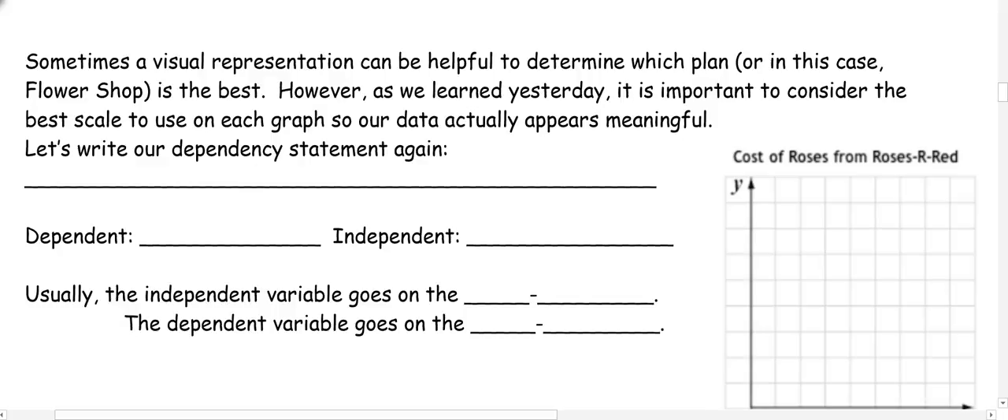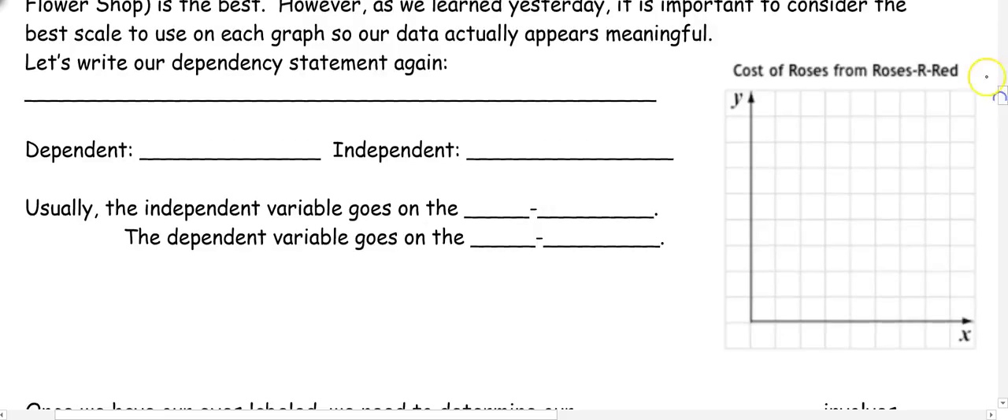So sometimes using a visual representation can be helpful to determine which plant, or in which case flower shop, is the best. However, as we learned yesterday, it's important to consider the best scale to use on each graph so our data actually appears meaningful. So let's write a dependency statement.